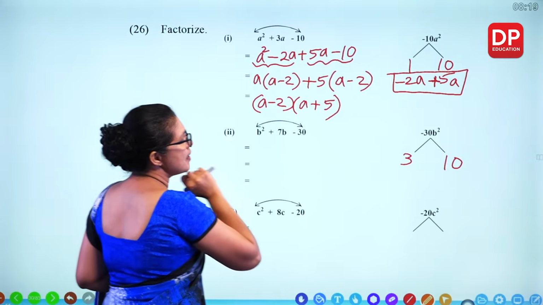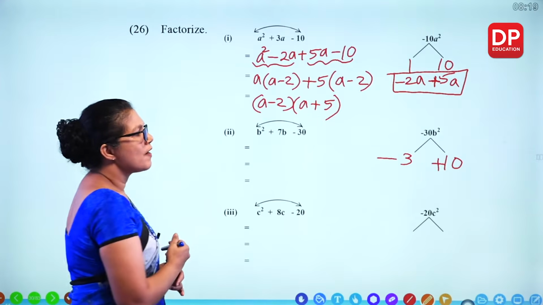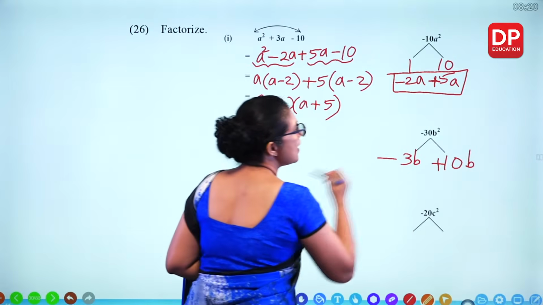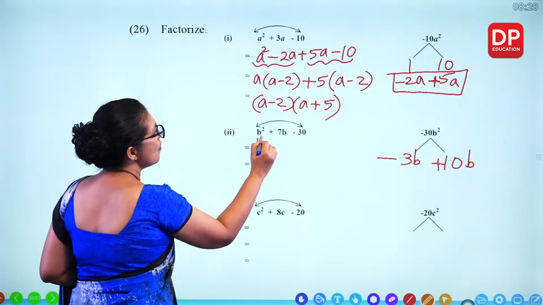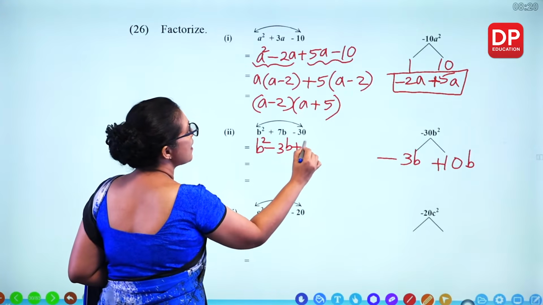Plus 7 means the bigger number is plus and the smaller one is negative. To get b squared, both should be b's. Now we can split the middle term into minus 3b plus 10b.